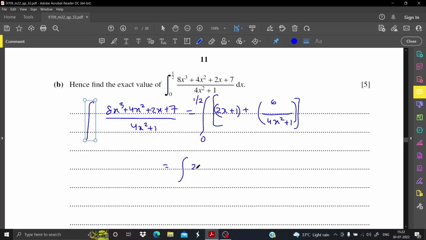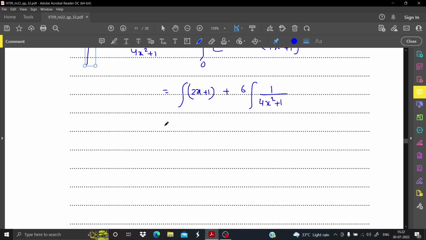So let us split this individually. The integral of 2x plus 1, plus 6 times the integral of 1 by 4x squared plus 1. Now the integral of 2x plus 1 is normal integration. 2 times x integral is x squared by 2 and 1 integral is x, between the limits 0 to half. Coming to this part, you can take the 4 common out. So this will be x squared plus 1 by 4, and that is 1 by 2 whole squared.